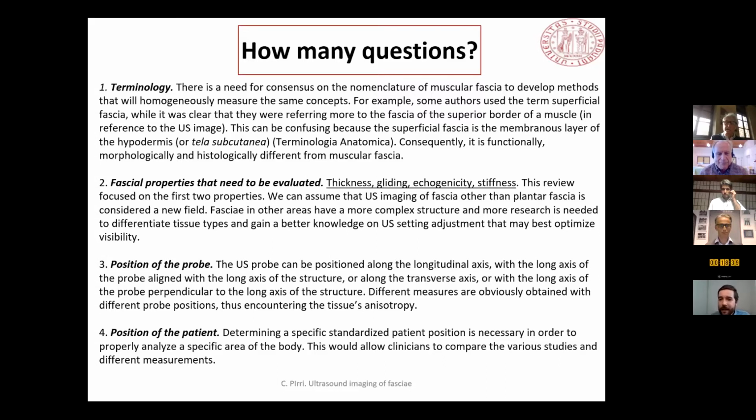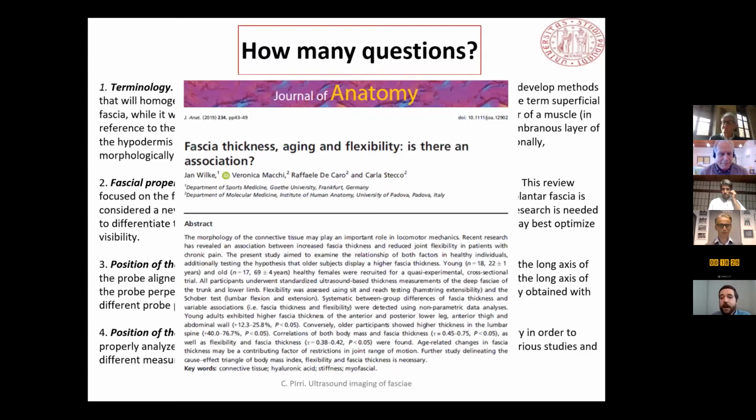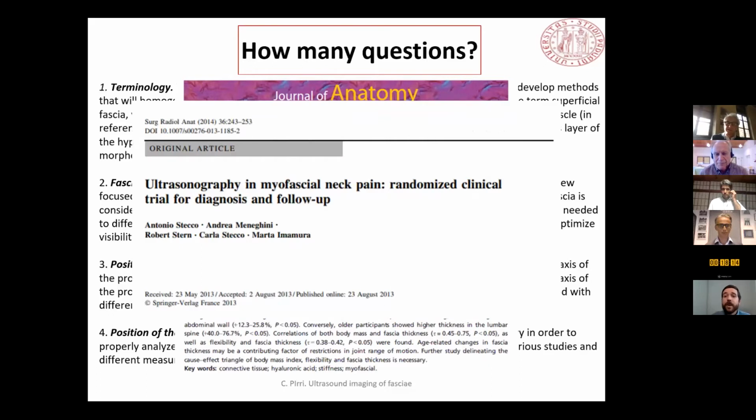What we measure: the thickness, the gliding, the echogenicity, the stiffness. There are different papers written by Professor Carla Stecco with the collaboration of Jan Wilke about the possibility to correlate the fascial thickness with aging and flexibility. And also the possibility to correlate these parameters with myofascial pain, for example, this paper written by Professor Antonio Stecco about myofascial neck pain.